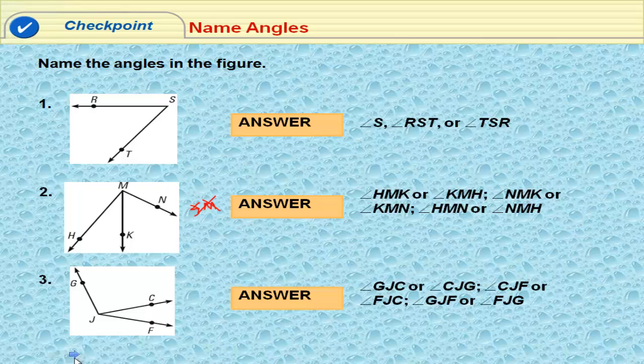Here is the answer. Again, I cannot name this angle angle J. I cannot do that because angle J doesn't tell me specifically what angle I'm referring to, if I'm referring to angle GJC or CJF. So be careful with that. We can only name it when it's only one angle, not more than one angle.